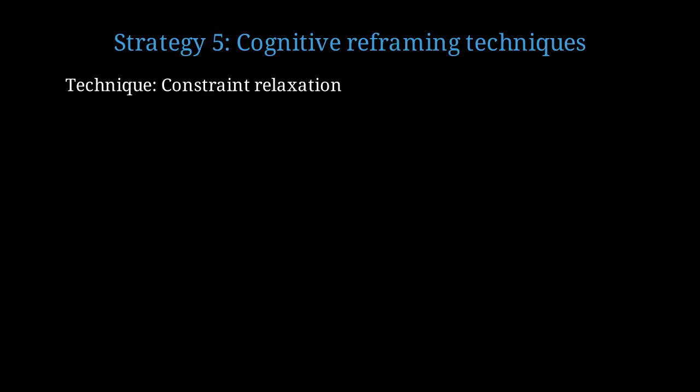Temporarily imagine the problem without certain constraints. This activates broader default mode network exploration. Ask yourself, what if this limitation didn't exist? What if cost were no object? What if we had unlimited time? This questioning activates counterfactual reasoning circuits in the default mode network.